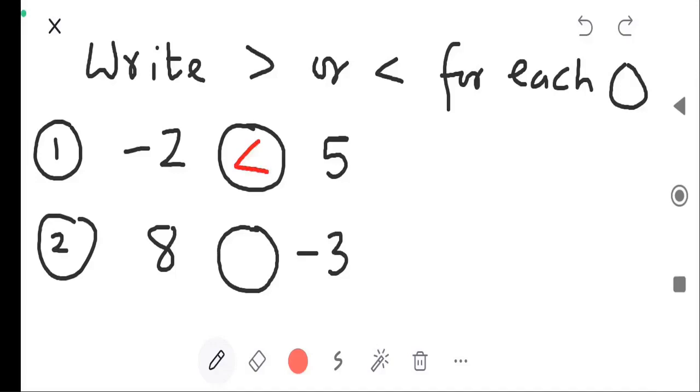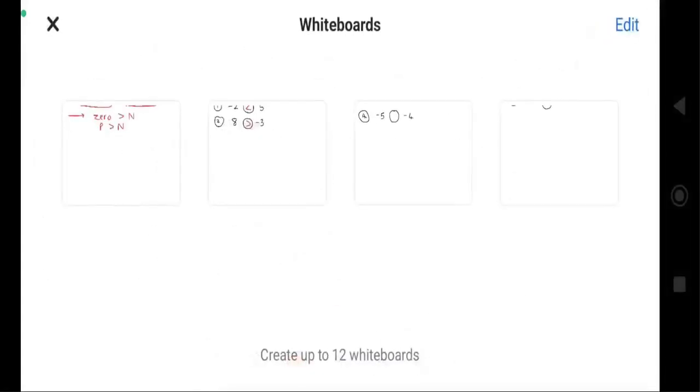Now, we look at the second one. 8 is a positive integer. Minus 3 is a negative integer. Because we know that positive integers are greater than negative integers, we can say that 8 is greater than minus 3. Let's look at the next question.